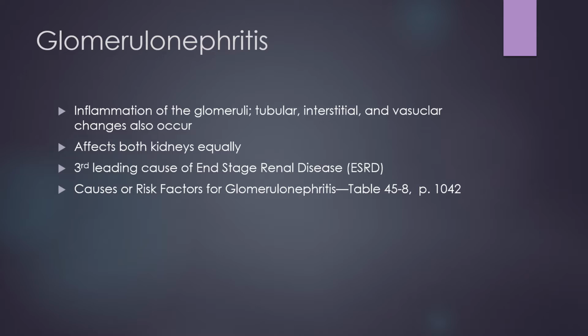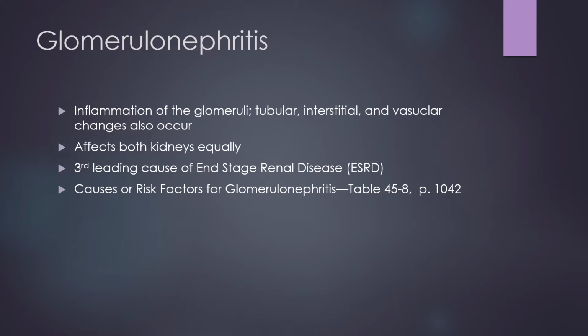So first off, we're going to talk about glomerulonephritis. This is inflammation of the glomeruli. The primary site of inflammation is usually in the glomerulus, but we can have tubular, interstitial, and vascular changes within the kidney as well. Glomerulonephritis does affect both kidneys equally, and it's the third leading cause of end-stage renal disease.